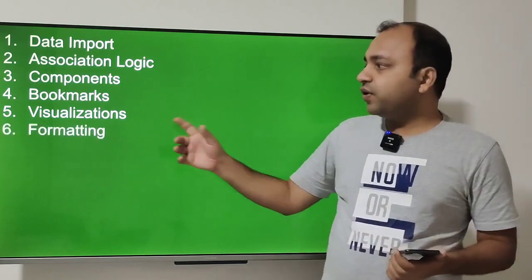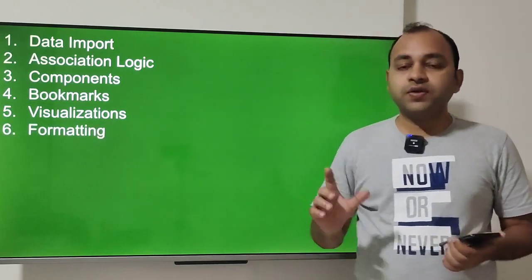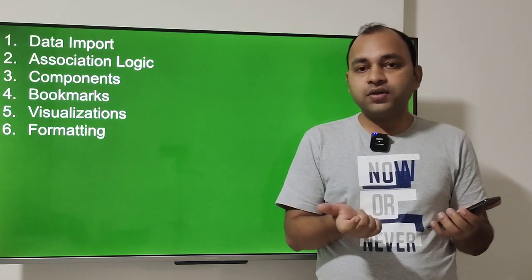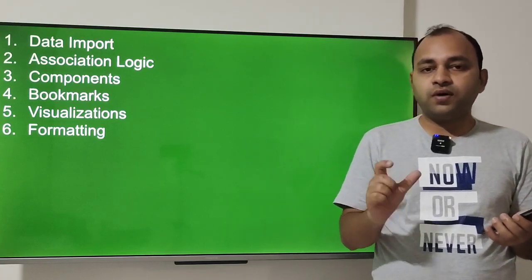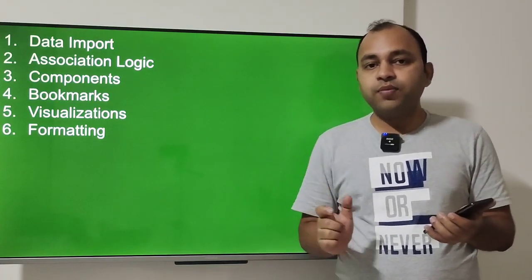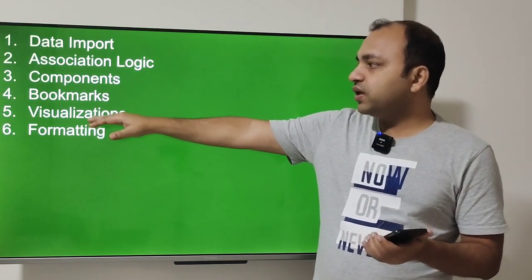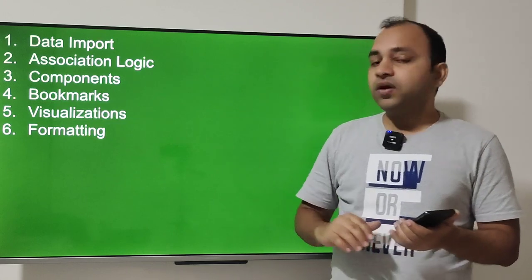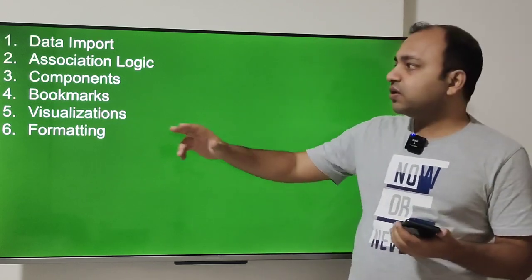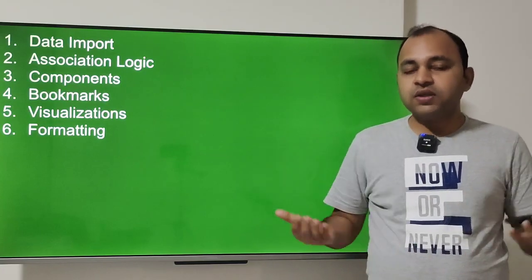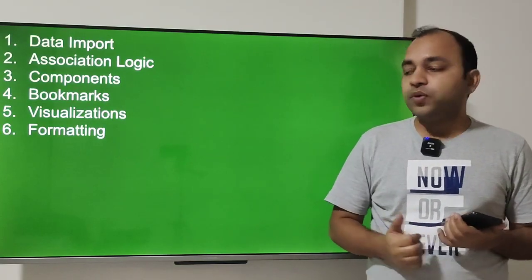Next is the formatting. So formatting of visualization, formatting of what sort of colors you need to use, what sort of legends and their positioning, and things like those. This will be in combination with point number 5, where you format your visualization, you format your component, and all of those things which appear on the Qlik Sense report.